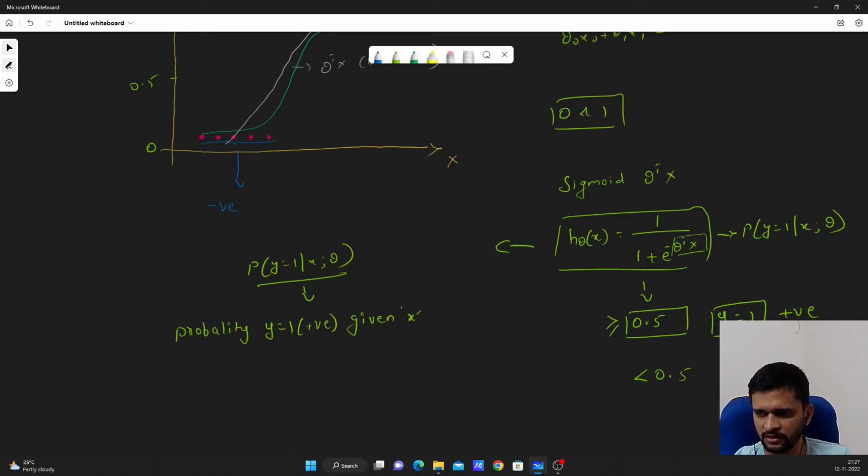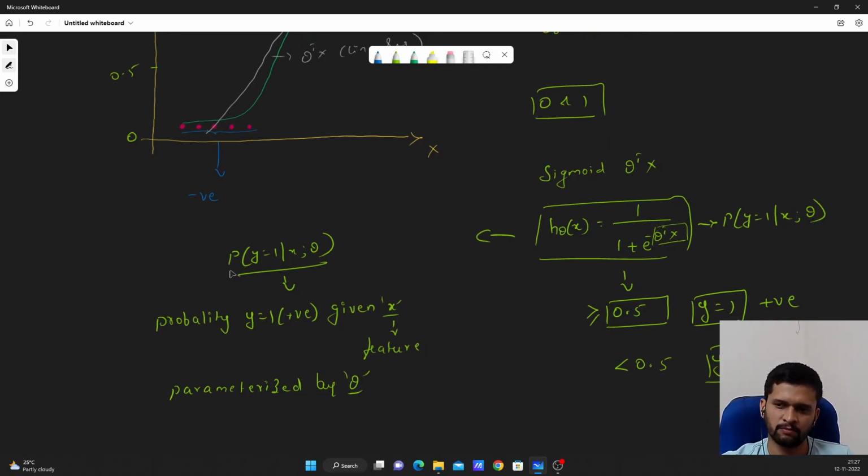What are our x? These are our features, correct? So, given x and parameterized by theta. The thetas are our learnable parameters. This is how we read this mathematical notation: the probability that a given data set belongs to the positive class given x parameterized by theta. This in turn is a conditional probability.